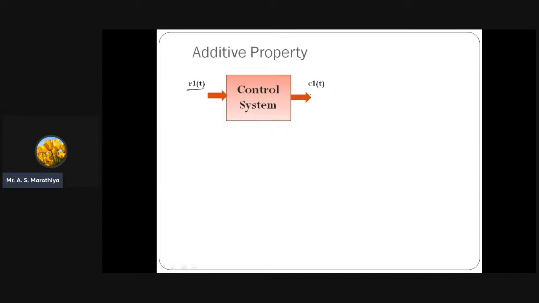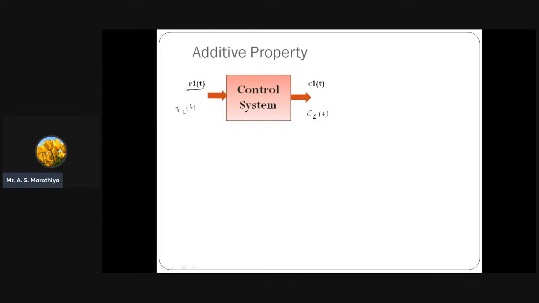Now we are going to take case 2, in which we change this input. Instead of R1 of t, we now take R2 of t, and that R2 of t is provided as an input to the control system. Based on that, this same system is going to generate some controlled output. Let us consider that the output is C2 of t.